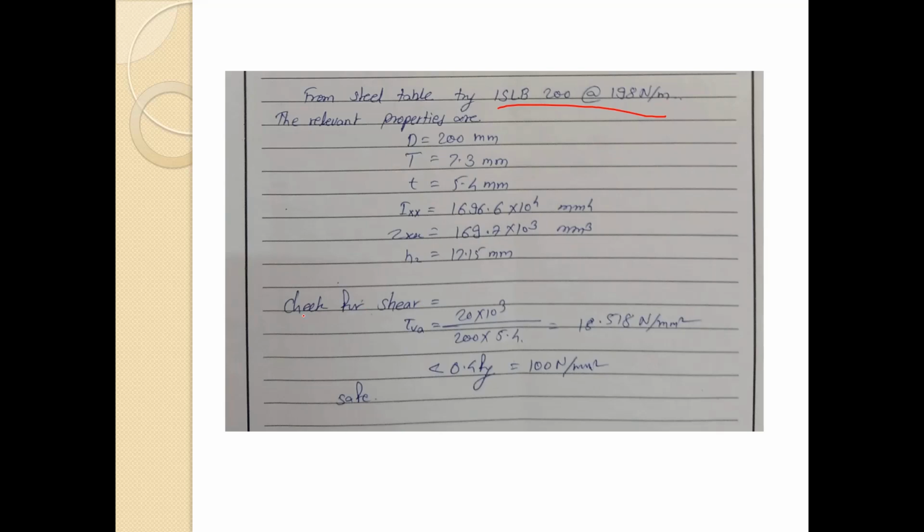Now the check for the shear. We got the section, now check for the shear. The tau VA, that is 20, we got the value of shear stress 20 into 10 to 3. So 20 into 10 to 3 divided by the depth 200 into thickness of web 5.4. That becomes 18.51. We have to check this against 0.4 Fy, which is 100. So it is well below this 100 value, so again the section is safe.